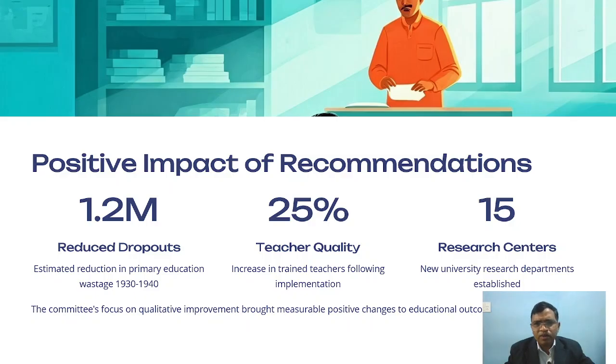Then the positive impact of the recommendations. What is the positive impact? Almost 1.5 million reduced the dropout rate. So the wastage got reduced from 1930 to 1940, only 1.5 million reduced. Then teacher quality: 25% of teachers' quality got improved due to increasing the trained teachers following the implementation. Then they established 15 new research centers. So the committee focused on quality improvement and brought measurable positive changes to educational outcomes across British India.